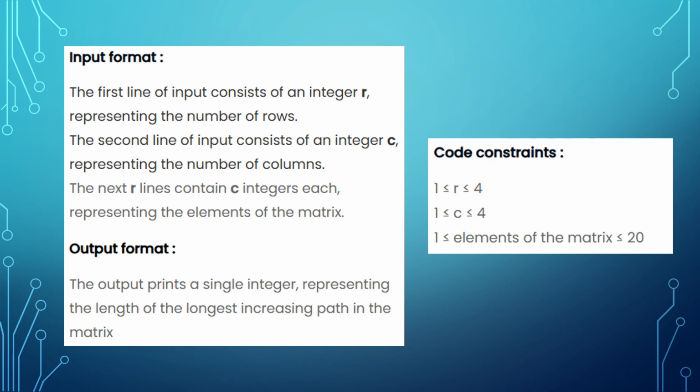As an input, we will be given in the first line the number of rows, then the number of columns, and then the actual elements in that m cross n grid. Afterwards in output, we will be returning the length of the longest increasing path that we find in the grid, which will be a single integer. And now let's see the code constraints. We will have the number of rows ranging from 1 to 4, columns from 1 to 4, and similarly each element in the matrix will take a value from 1 to 20.